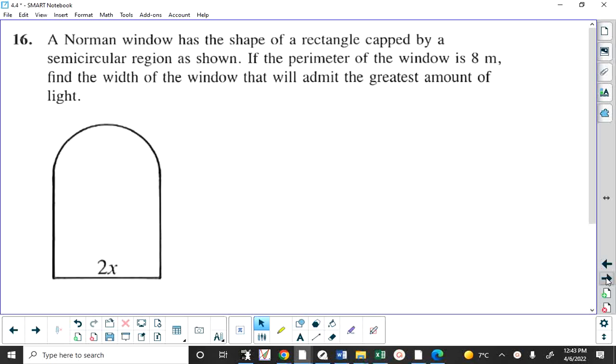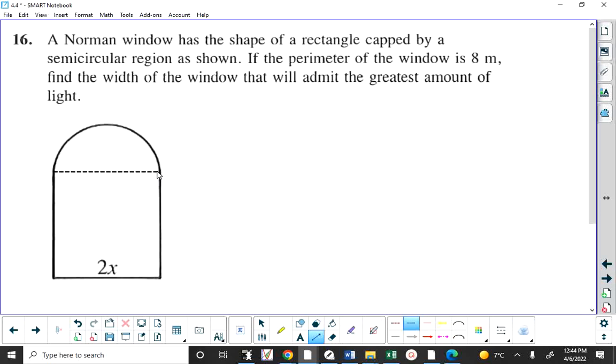I would say the reason why it's challenging is there are multiple reasons. One is there's a lot of moving parts to this problem, mathematically speaking, and you haven't seen one like this yet. We are going to make what's called a Norman window here, which has the shape of a rectangle capped with a semicircle. The line between the rectangle and the semicircle is not part of the window frame. It's a single piece of glass with a single frame going all the way around.